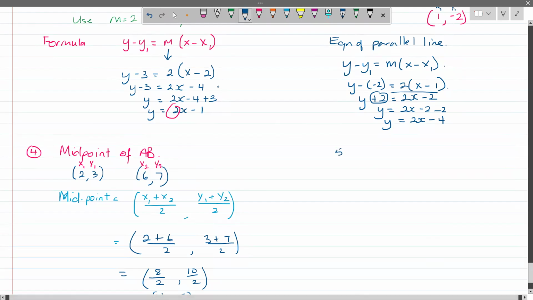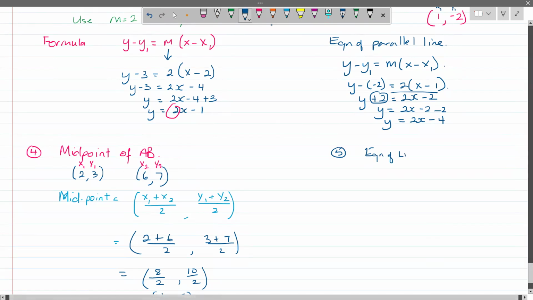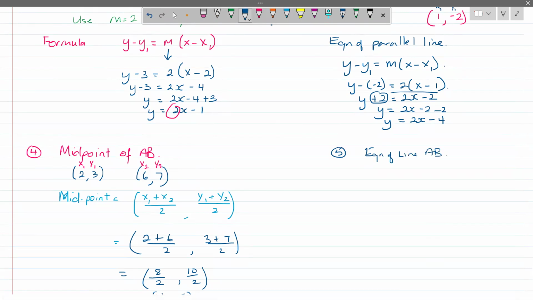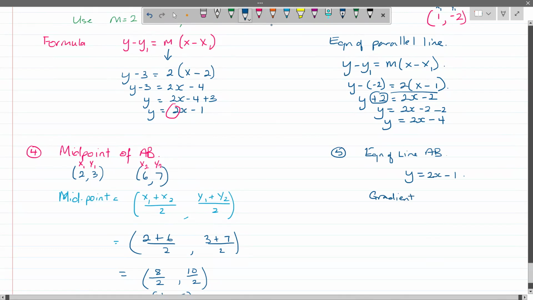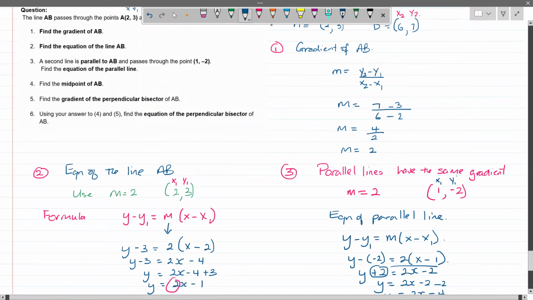Part 5 is to find the gradient of the perpendicular bisector of AB. Now, the equation of the line AB is y is equal to 2x minus 1. The gradient here is 2. For the perpendicular gradient, change the sign, flip the number. That's our answer for the gradient of the perpendicular bisector, -1/2.